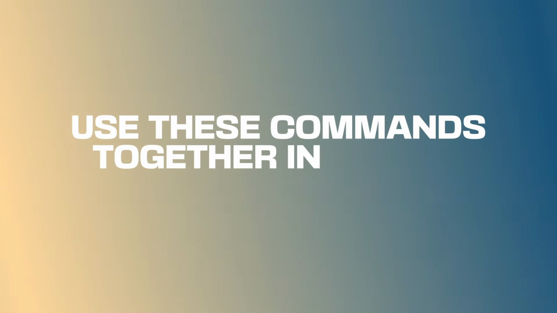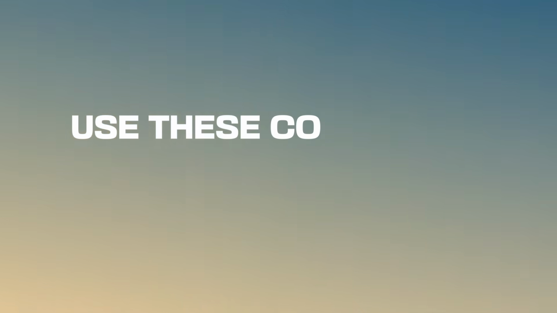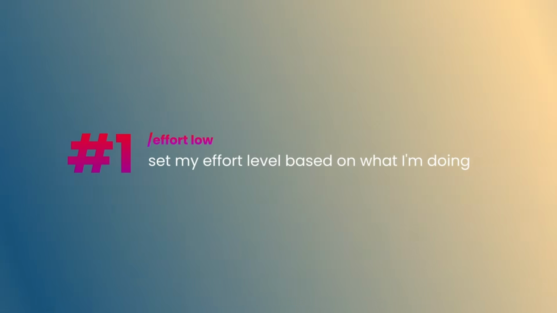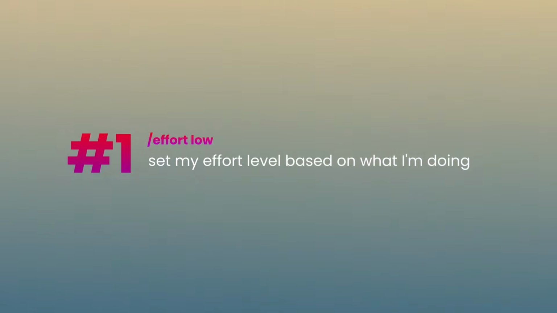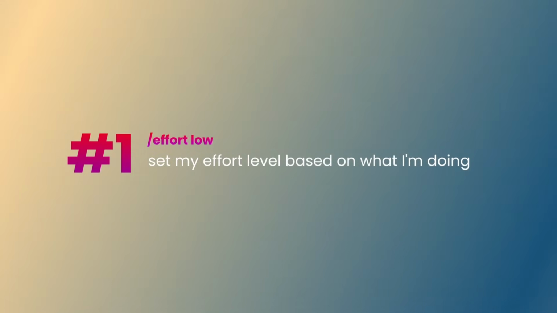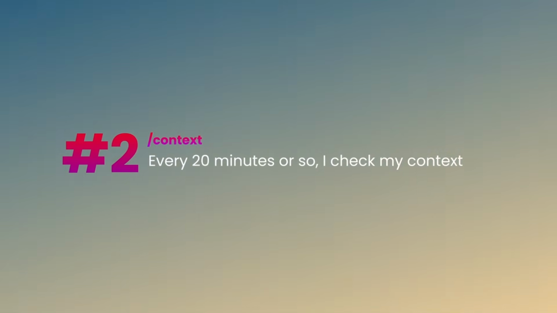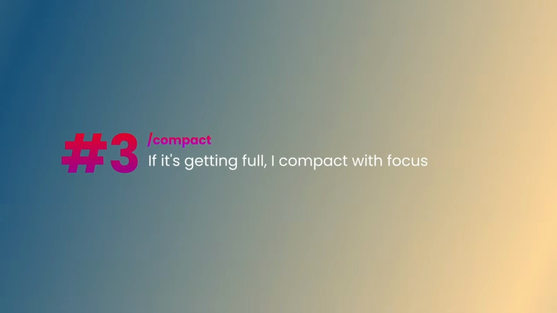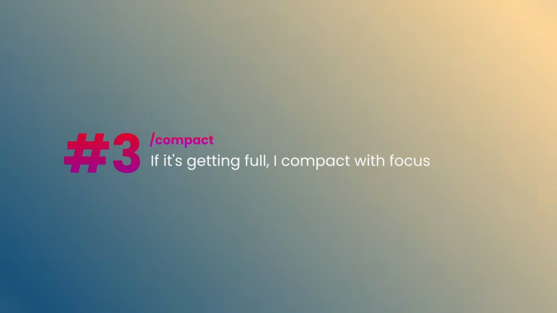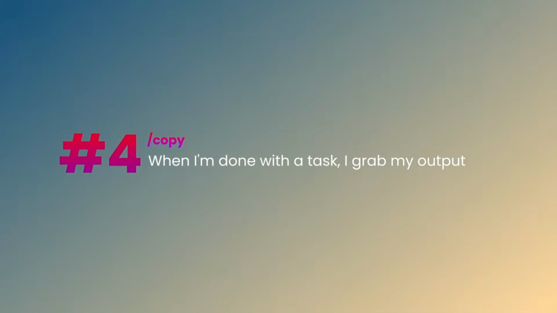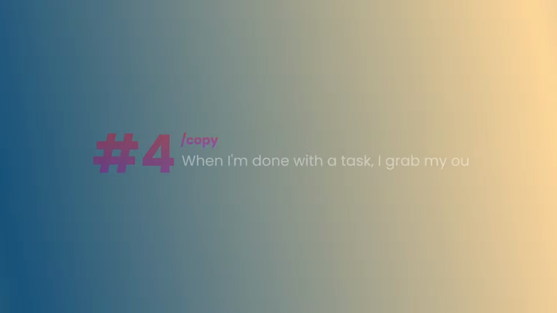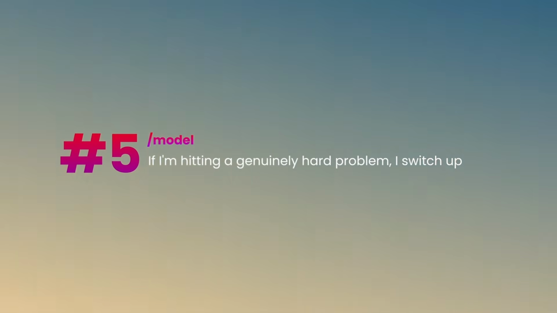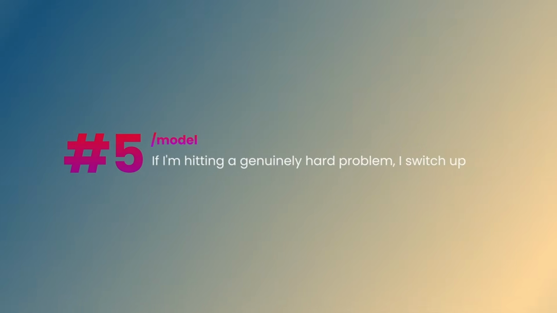But before I finish, I want to give you some bonus tips. Here is how I actually use these commands together in a real workflow. At the start of the session, I always choose the effort level depending on what I'm doing: low effort or high effort. Every 20 minutes, I check the context. If it is getting full, I use the compact command to summarize and compress the context. When I'm done, I use copy to copy the output. If there's a really hard problem, I change my model to the Opus model.